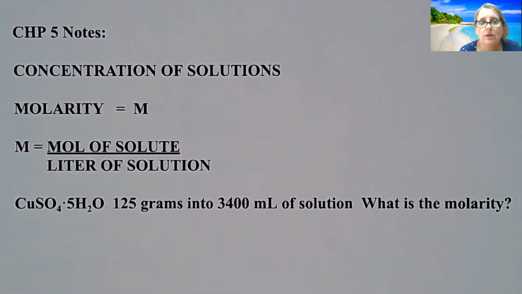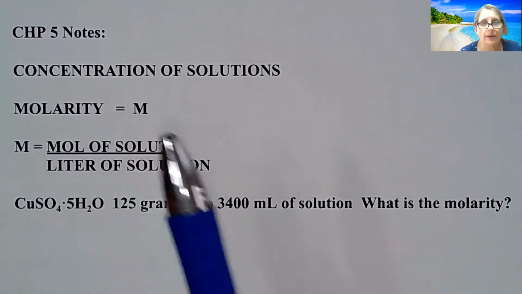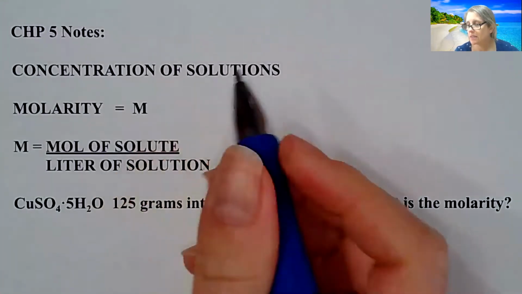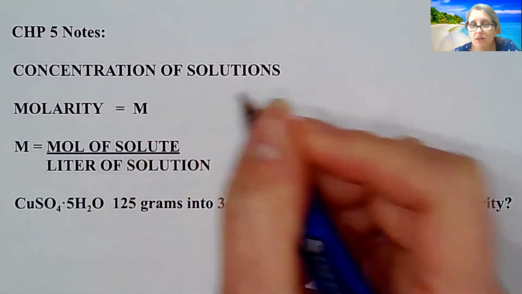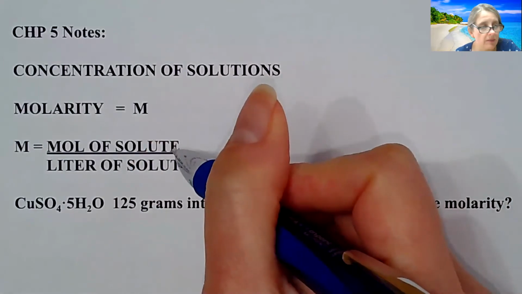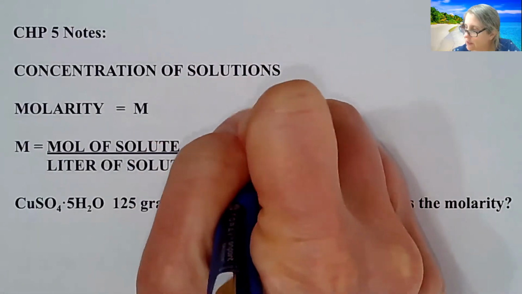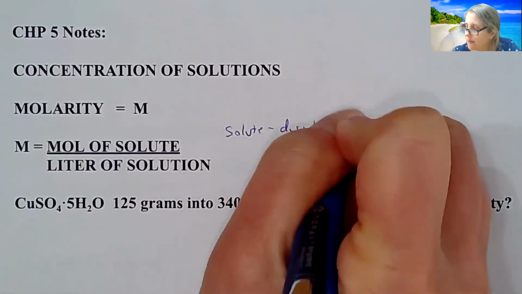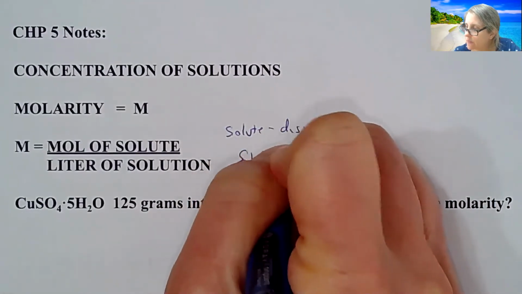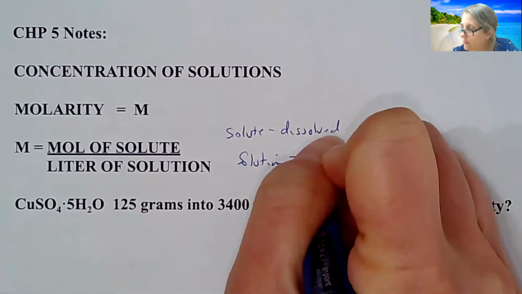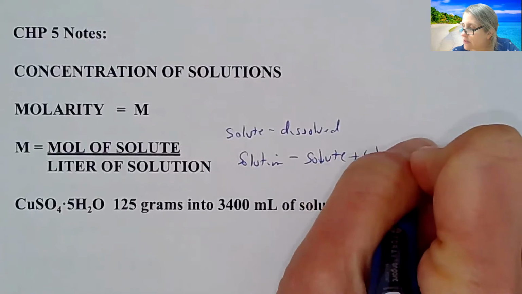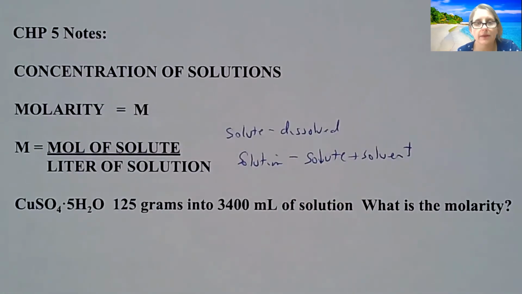So the concentration we are going to focus on is molarity. There are some other ones out there, but that's really what we're going to be looking at. It is a capital M. It is moles of solute, which is what is being dissolved. Okay, so solute is what is being dissolved. And then the solution is actually both the solute and the solvent, combined together.